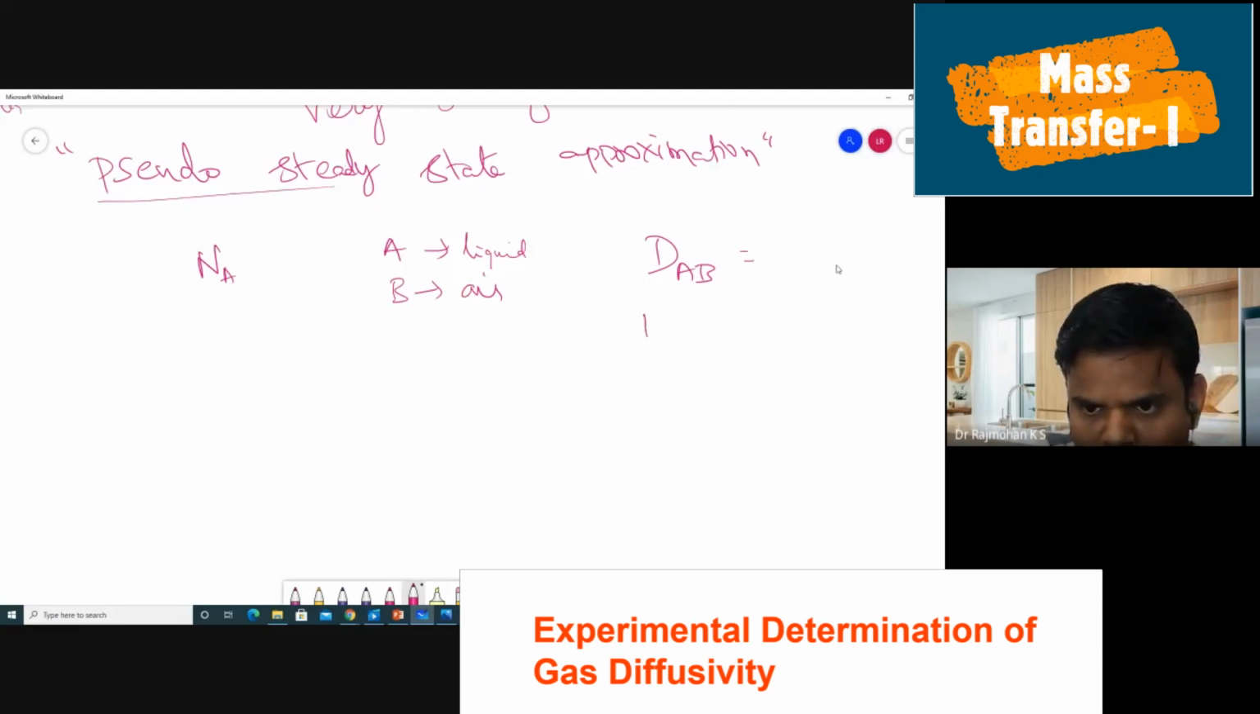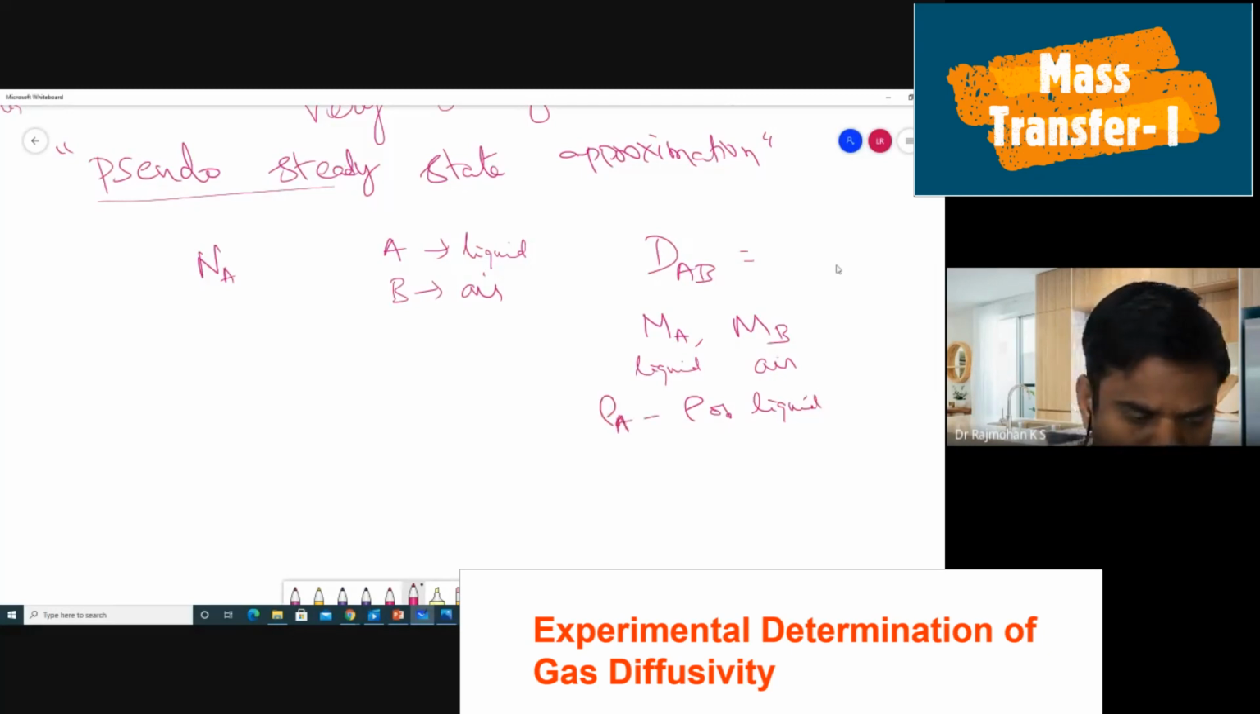We have the molecular weight of A and molecular weight of B, meaning the molecular weight of the liquid and of air. Then we may have density: rho A is the density of the liquid. We can write the partial pressure, right? We are considering a thin layer across which the partial pressure is changing, PA1 to PA2. So across this stagnant film in the vapor gas phase, the concentration of A is PA1 and PA2.